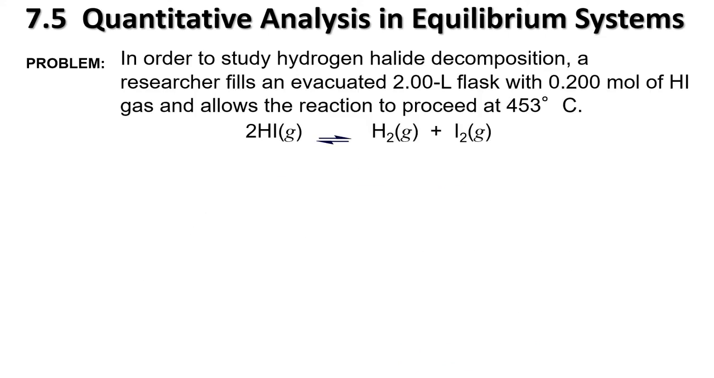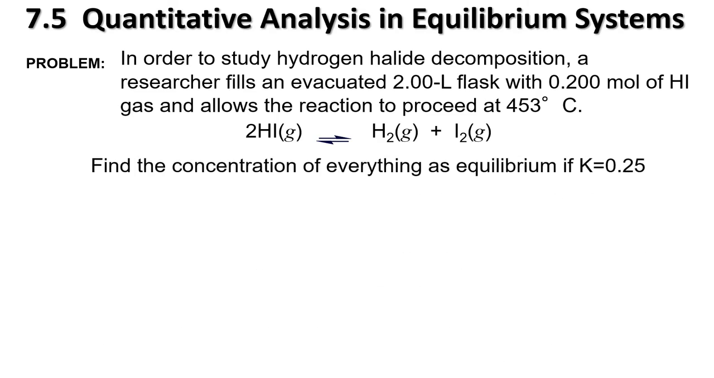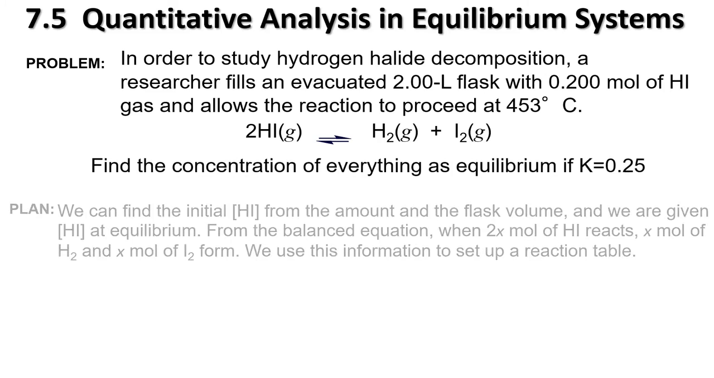Last one here, in order to study hydrogen halide decomposition, a researcher fills an evacuated 2.0 liter flask with 0.2 moles of HI gas and allows the reaction to proceed at 453 degrees Celsius, pretty warm. So there's our balanced equation. We're going to find the concentration of everything at equilibrium if K is equal to 0.25.